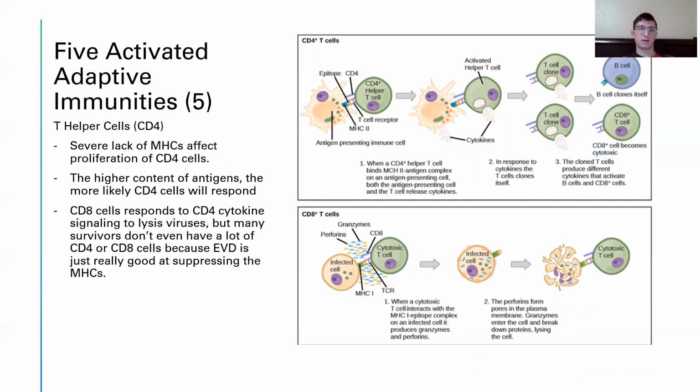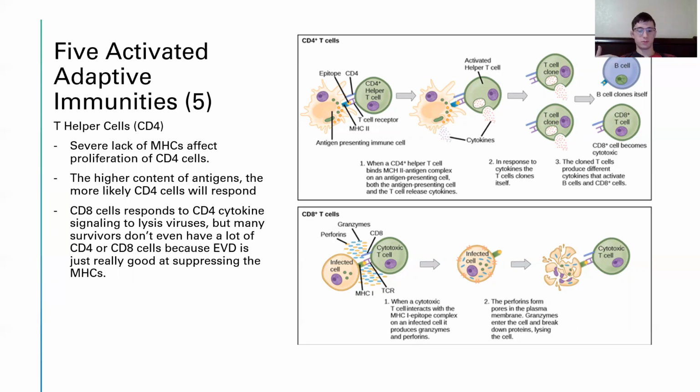Lastly, we're at the T helper cells and adaptive immunity. So this is kind of similar to the cytotoxic T cell, right? As noted in the previous slide, the inactivation of monocytes and dendritic cells causes a severe lack of MHC 1 and 2 complexes, which are extremely vital in fighting viral infections such as Ebola virus. The main way T helper cells are activated in a patient with Ebola virus is through viral load, really.